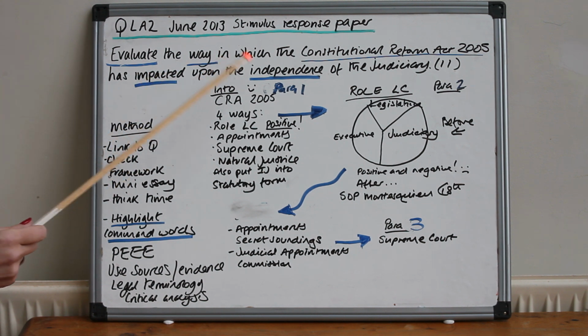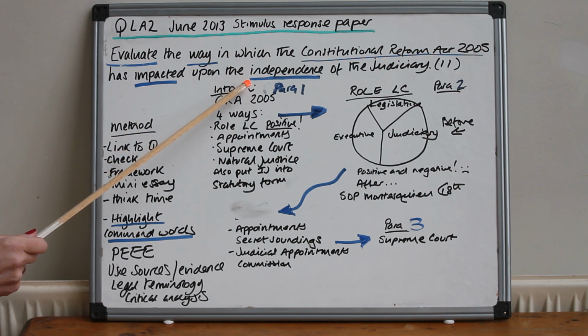Another command word you've got is impact. So what changes have been caused by the enactment of the Constitutional Reform Act? And in particular what you're being asked to relate this information to is the constitutional doctrine of the independence of the judiciary. Okay? Right then. What else do you need to do?